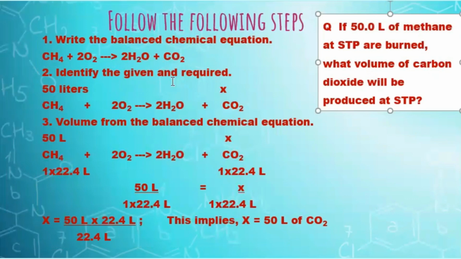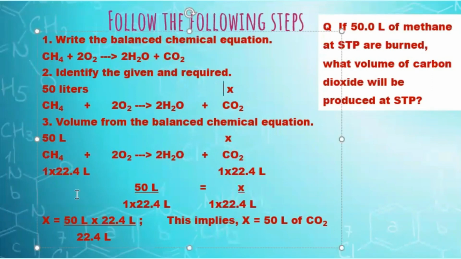Then identify the given and required. What are the given values? You have 50 liters of methane gas. Write 50 liters at the top of the formula of methane. What volume of carbon dioxide? It is represented by x, written at the top of the formula of carbon dioxide. Volume from the balanced chemical equation: the coefficient of CH4, or methane, is 1 multiplied by 22.4 liters, and the coefficient of carbon dioxide also is 1 multiplied by 22.4 liters.